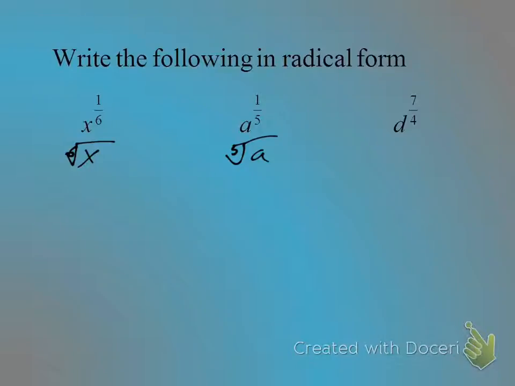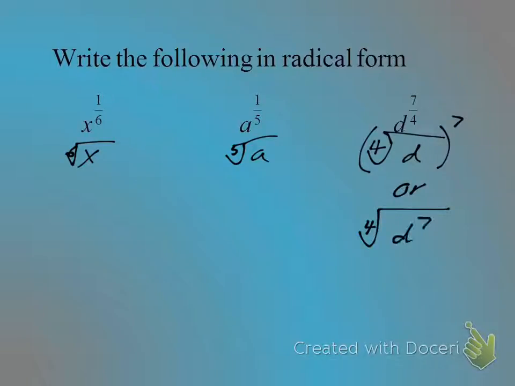Okay, the only ones that are a little tricky on this, and you really have two options, are your last one here, d to the 7/4 power. The 4 becomes your index, denominator is your index, and then you have d. The 7 on the power, you can put it in two different places. You can put it on the quantity itself, like that, or you could also do it on the inside. Technically speaking, either one is right. You don't have to show both, but either one of those is correct.